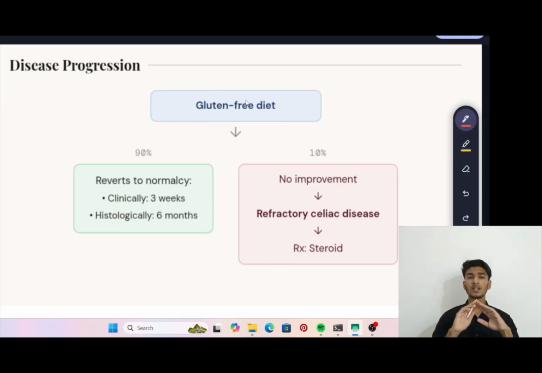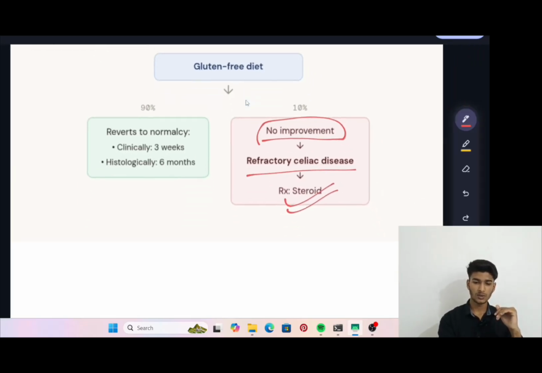But this is in 90% of individuals, the majority. In 10%, the symptoms are not disappearing. They are constantly remaining there. So you will say that the patient might have moved into refractory celiac disease. In this disease, the patient can't recover by diet alone. But if you prescribe steroids, the patient has a chance to recover. So there will be no improvement in refractory celiac disease, even after stopping the gluten diet, and you can prescribe steroids for that purpose.